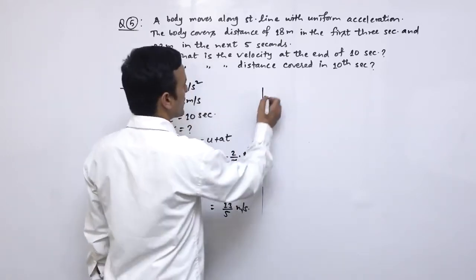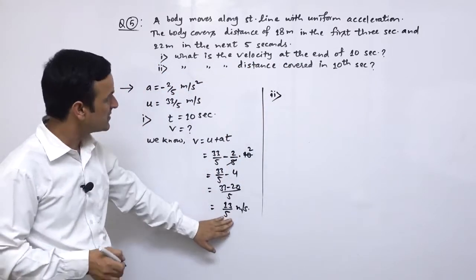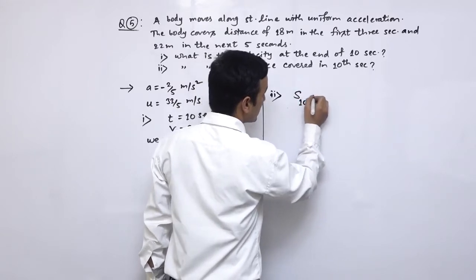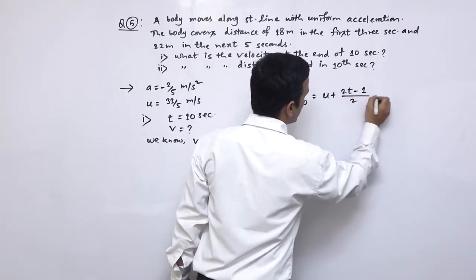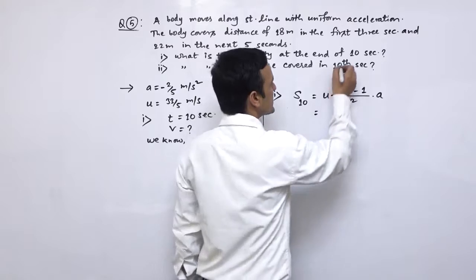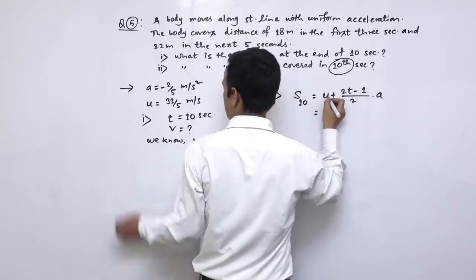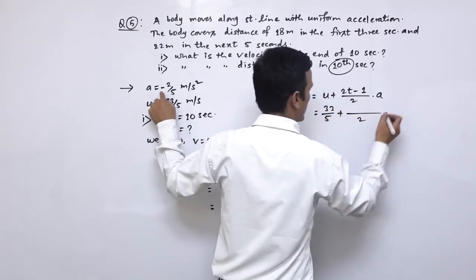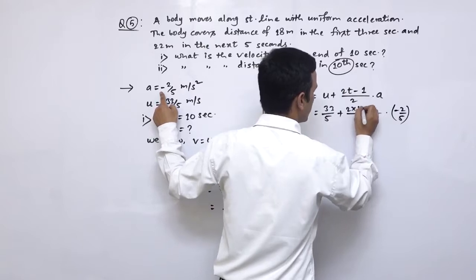Here is the second question. The velocity at the end of 10 seconds is this one, and what is the distance covered in the 10th second? So it is S10. The formula is u plus a by 2 times 2t minus 1. This is the distance covered by a body in a particular second. The 10th second means it is a particular time. Put the value of u, 33 divided by 5, the value of a, minus 2 upon 5 divided by 2, and the value of t, 10, in 2t minus 1.